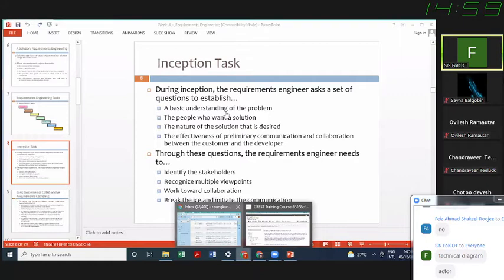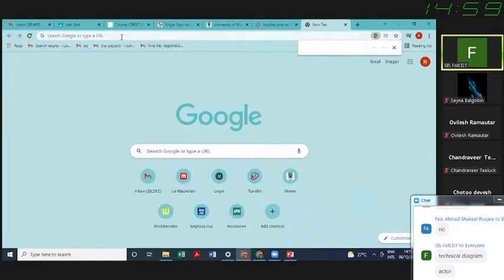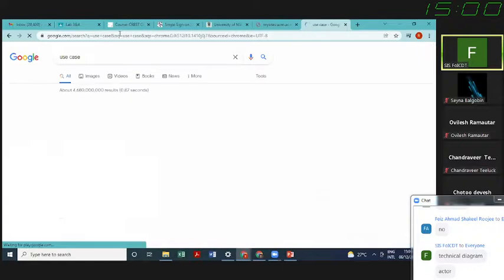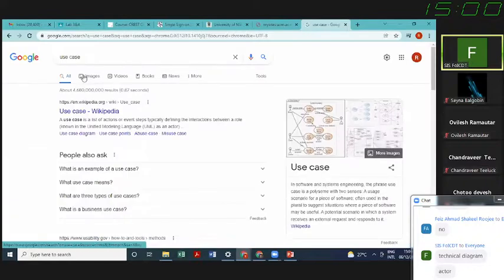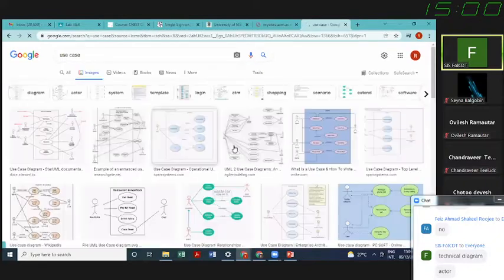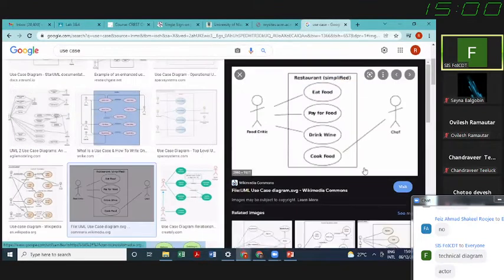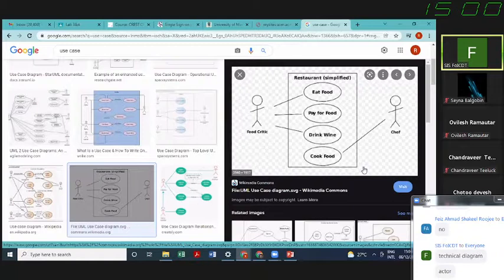Let me just Google search an example of a use case here, and perhaps we can discuss it. Okay, let's try to find an example online, and then we can discuss it. Okay, so this is an example that we have from the internet. So this is an example of a use case, for example, for a restaurant.